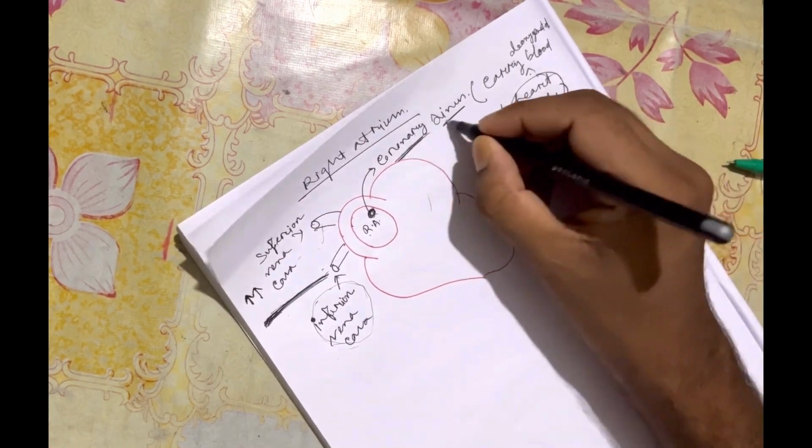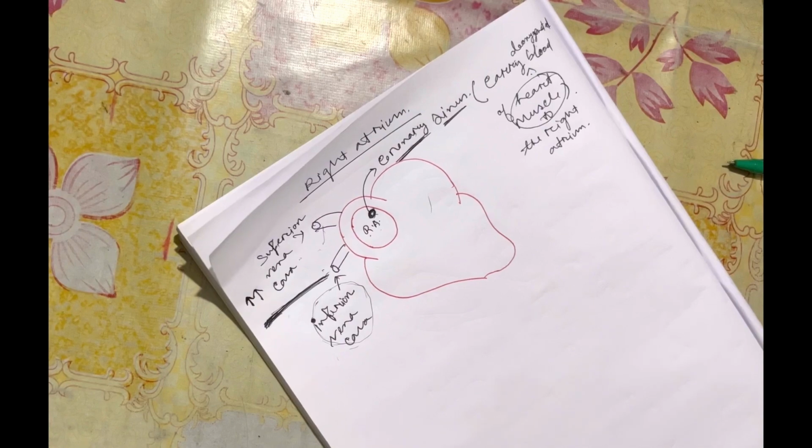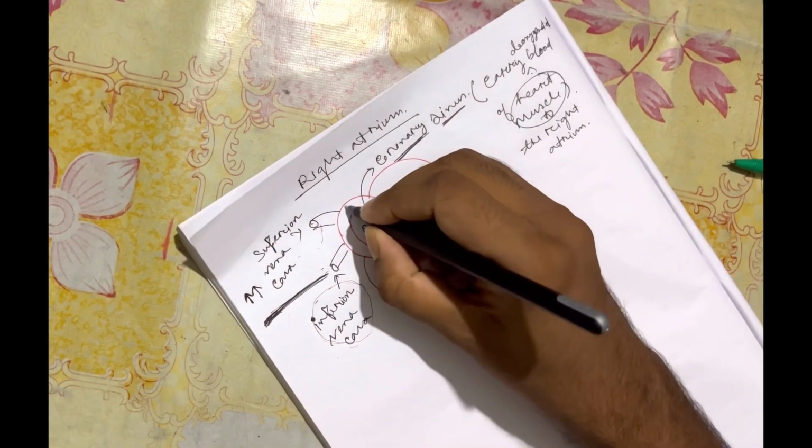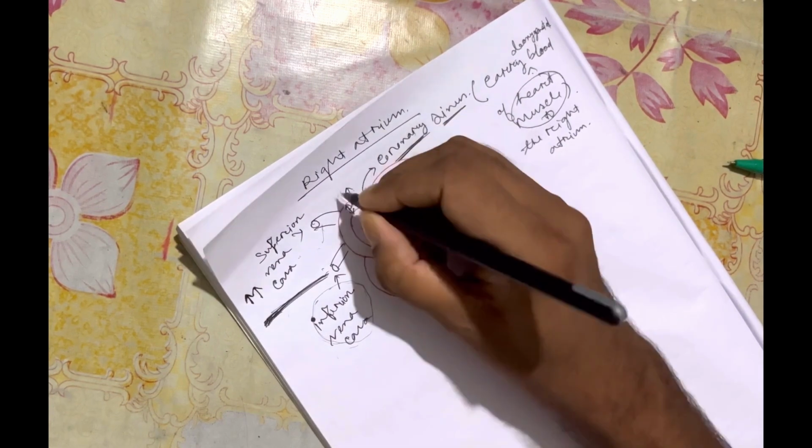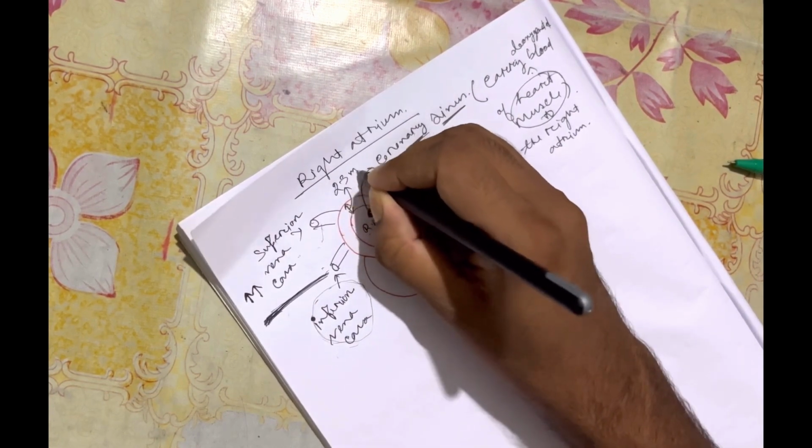So this is the coronary sinus. So one more thing, what is the thickness of this right atrium wall? The thickness is very small, it is 2 to 3 millimeters.